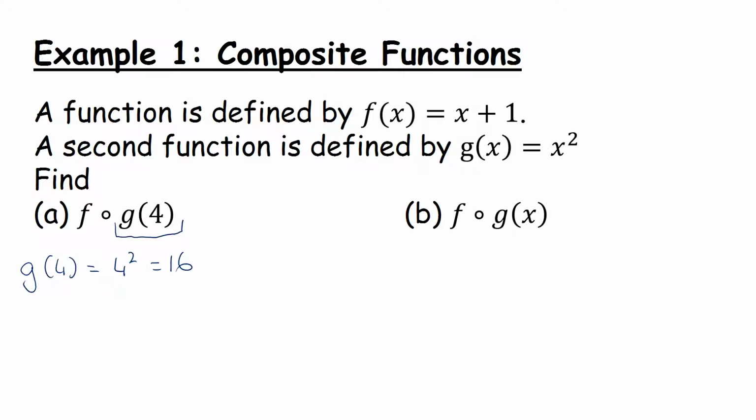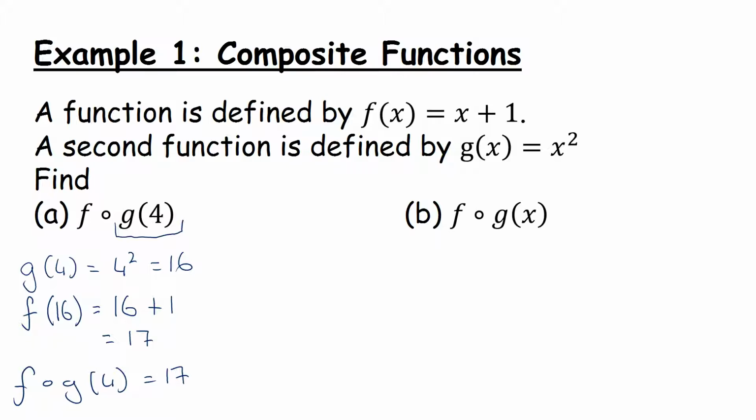Now, once we have our answer, we're going to plug that back into f. So this time we're going to do f of 16. So the f function tells us to take that x value, which in this case is 16, and add 1, leaving us with 17. Therefore, f after g of 4 is equal to 17. So we always do the inner one first. So remember that this is f after g of x. So we do g first and then we do f.